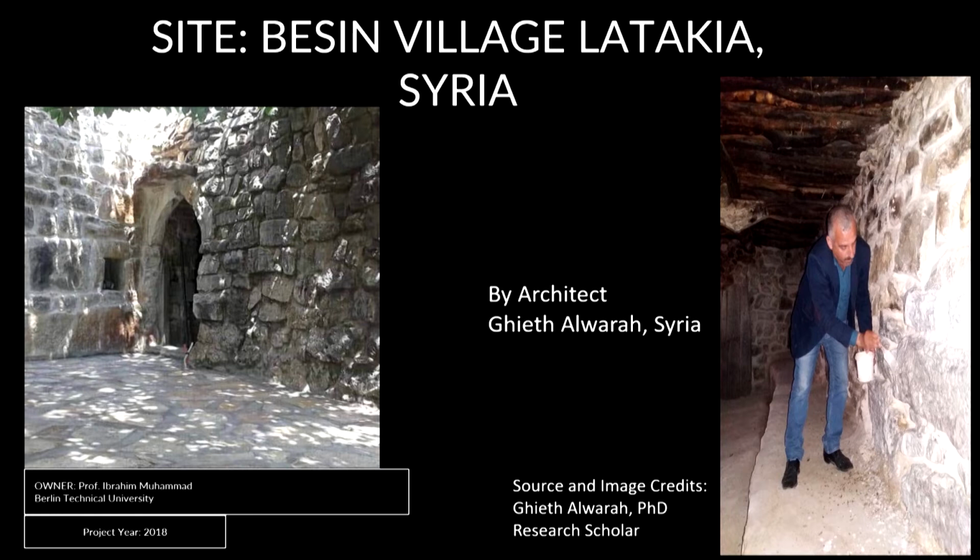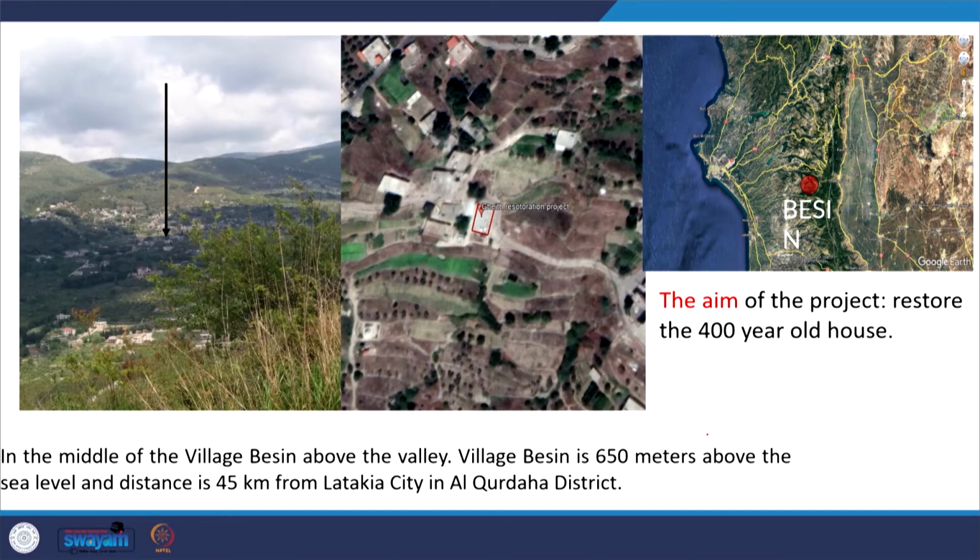In the same conservation subject, I would like to show you a case of restoring a small house in Syria. The Syrian architect Ged Al-Havra is currently a PhD scholar at the Indian Institute of Technology in the Civic Design Lab. I'm trying to show one of his works, how he restored a dilapidated stone building in Basin village in Latakia Governorate. It is in the middle of the village of Basin, about 650 meters above sea level and about 45 kilometers from Latakia, in Al Kurdaha district.